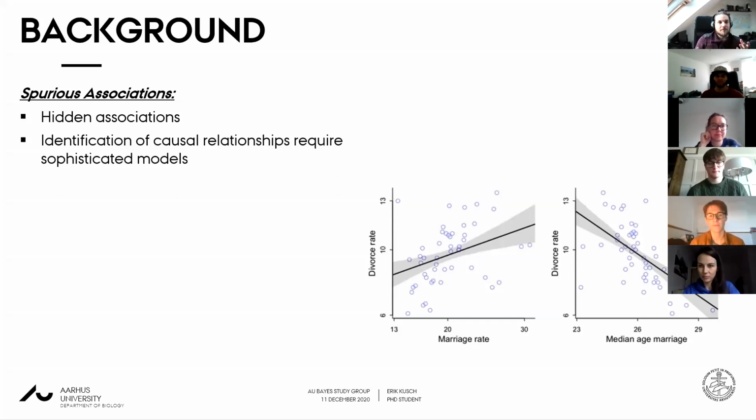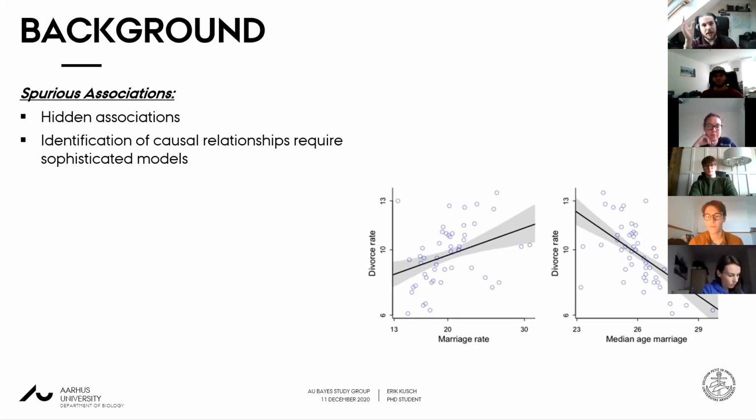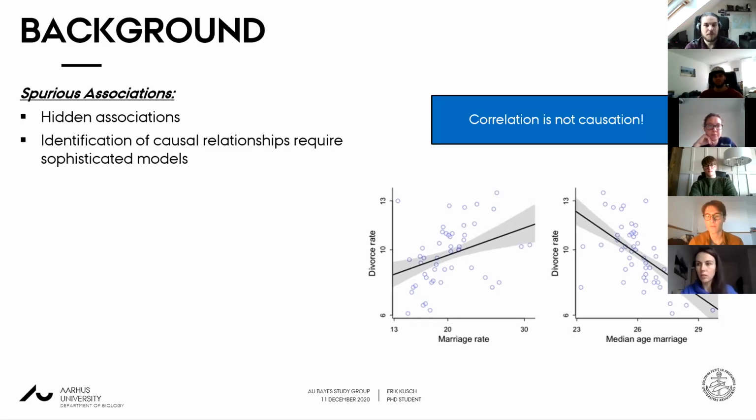When we get into this, the reason we do multiple regression, which is what we're talking about today, is all to do with spurious associations. So these might be hidden associations that we can't see because we're missing some important information. Or it might be that we want to identify causal relationships, but for that, we need sophisticated models that can take care of multiple variables at once, because otherwise we might be assigning association to a variable that's only an indirect path, more on that in a second, to the actual outcome. So the big thing here is that correlation is not causation.